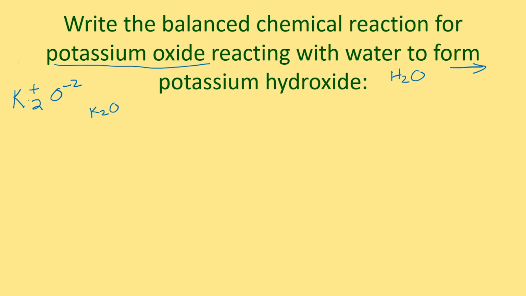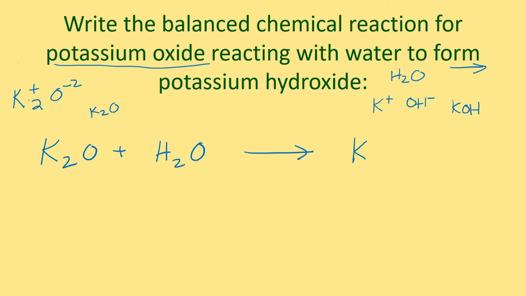Potassium hydroxide. Now potassium hydroxide, K, OH, which is a minus charge. Note that this is a +1, a -1. It's already balanced. KOH is my chemical formula. All right, so now we can actually write out our chemical equation. K2O plus H2O yields KOH.